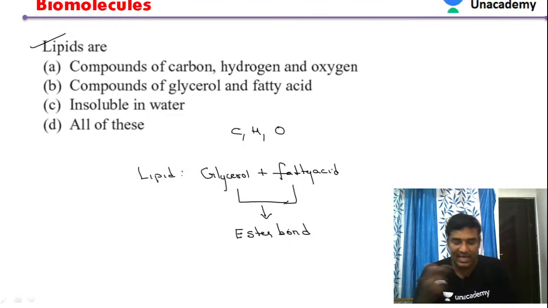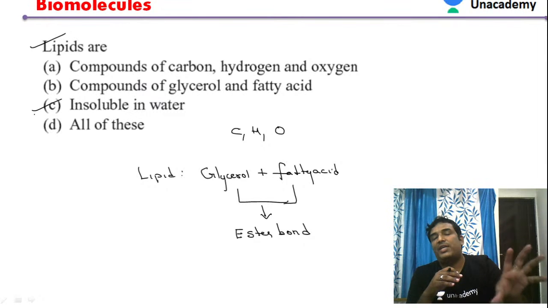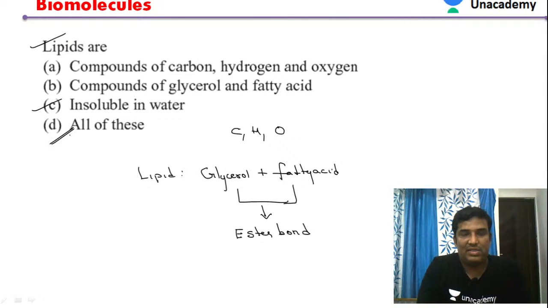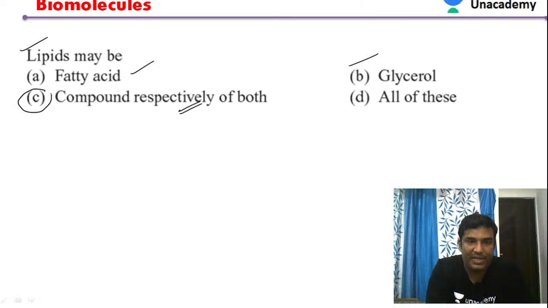Lipids, we already know, don't dissolve in water. If you take oil and pour it in water, they don't mix, because lipid is insoluble in water. So based on that we can take all of this as our answer. Lipid is made up of fatty acid plus glycerol. Finally, we have to take option C, because lipid is made up of compounds related to both, fatty acid plus glycerol.